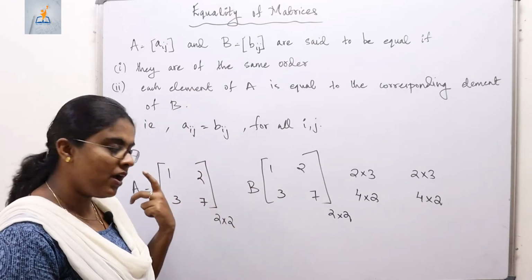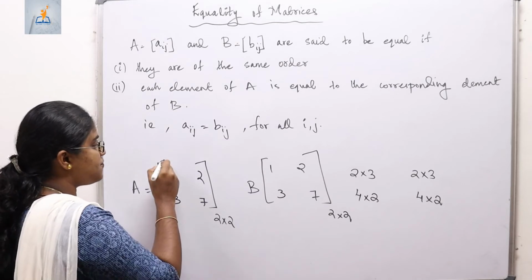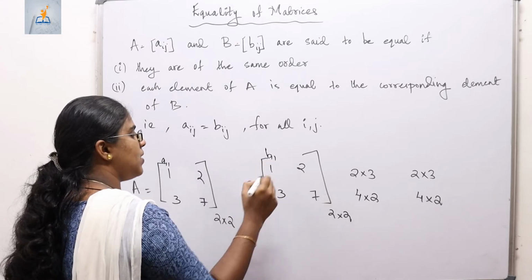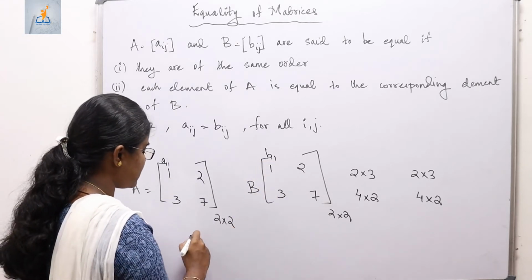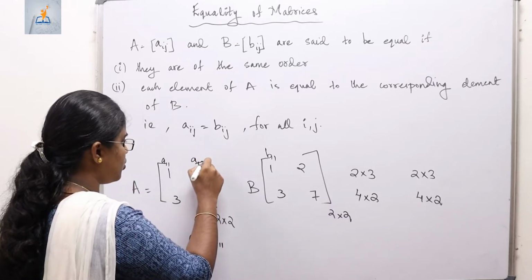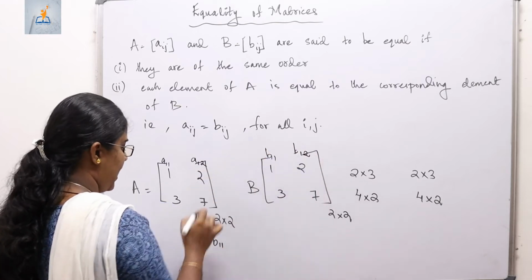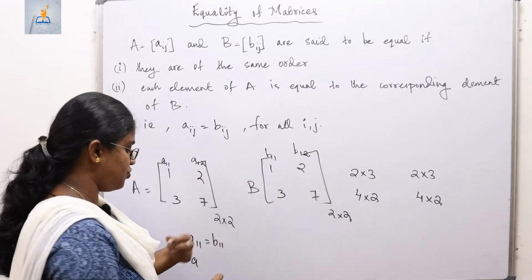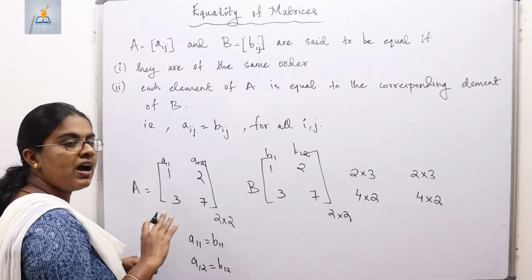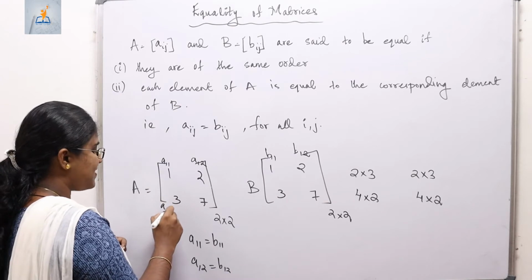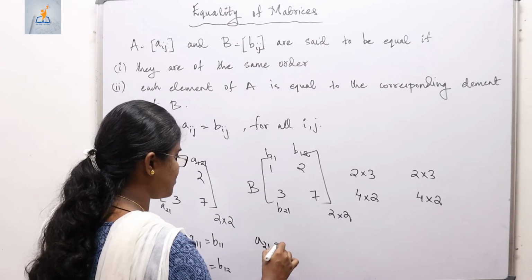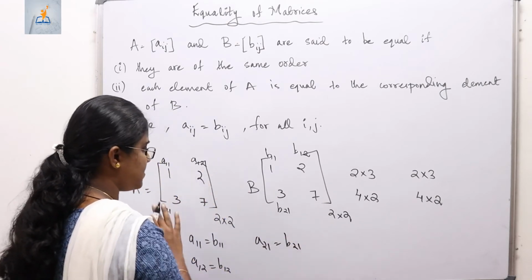It has the same order. Now what about the first one, that is A11? Corresponding to A11 here we have B11, and it is clear that A11 is equal to B11. Again, this is A12 and this is B12, and here also A12 is equal to B12. So the corresponding elements of the first rows are equal. Now coming to this one, this is A21 and this is B21. So clearly A21 is equal to B21. So this element is also equal.